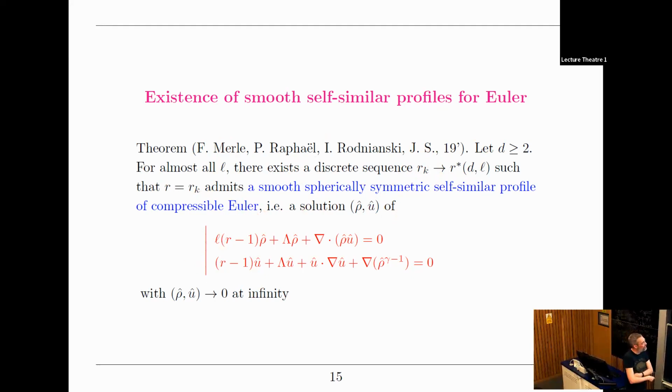And for reasons having to do with the application to NLS, I absolutely insist on having rho and u both converging to 0 at infinity. It's probably not so important for compressible Navier-Stokes, but certainly it's important for NLS, for nonlinear Schrödinger. And of course, by the way, we want them to converge to 0, but you want rho to be strictly positive everywhere.